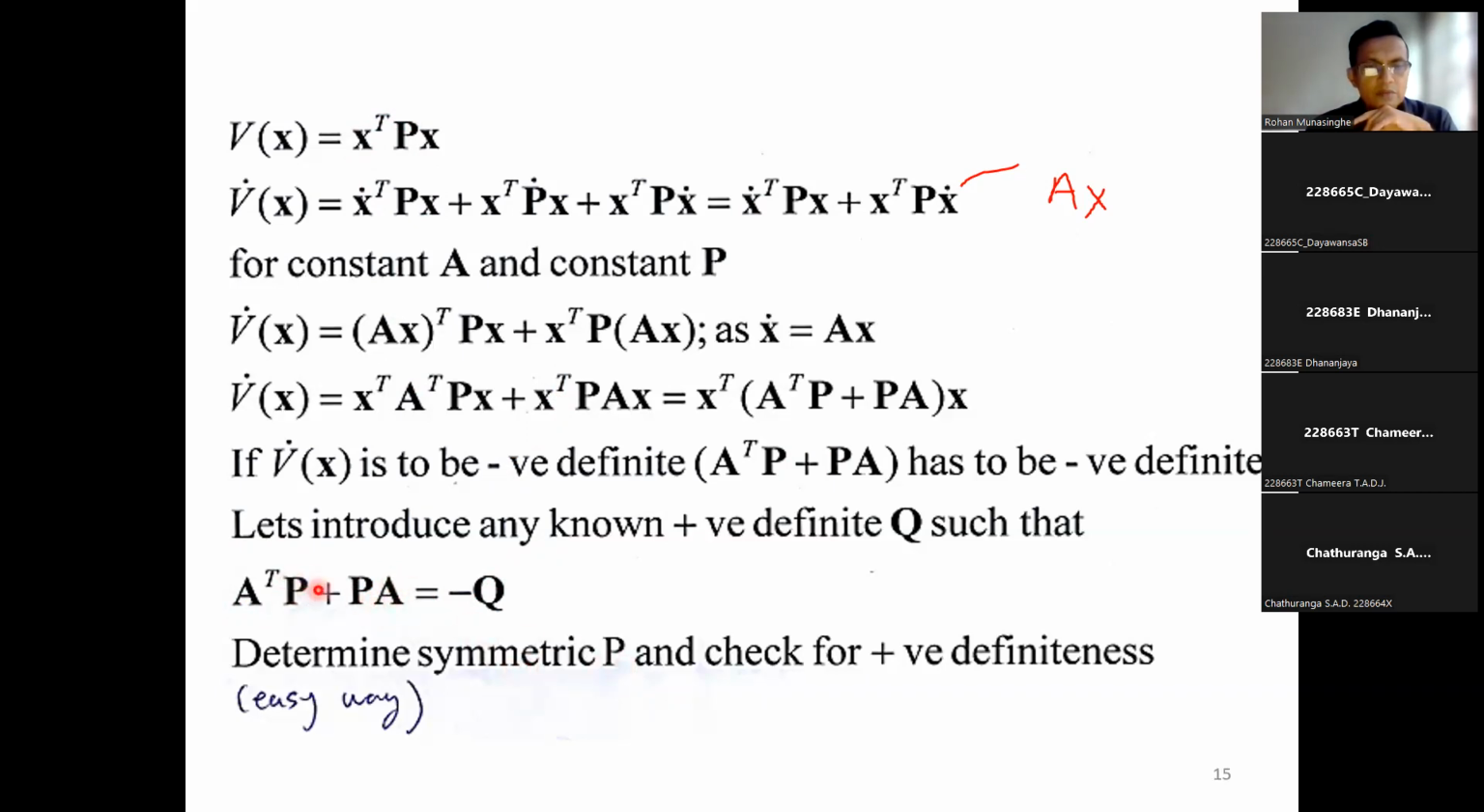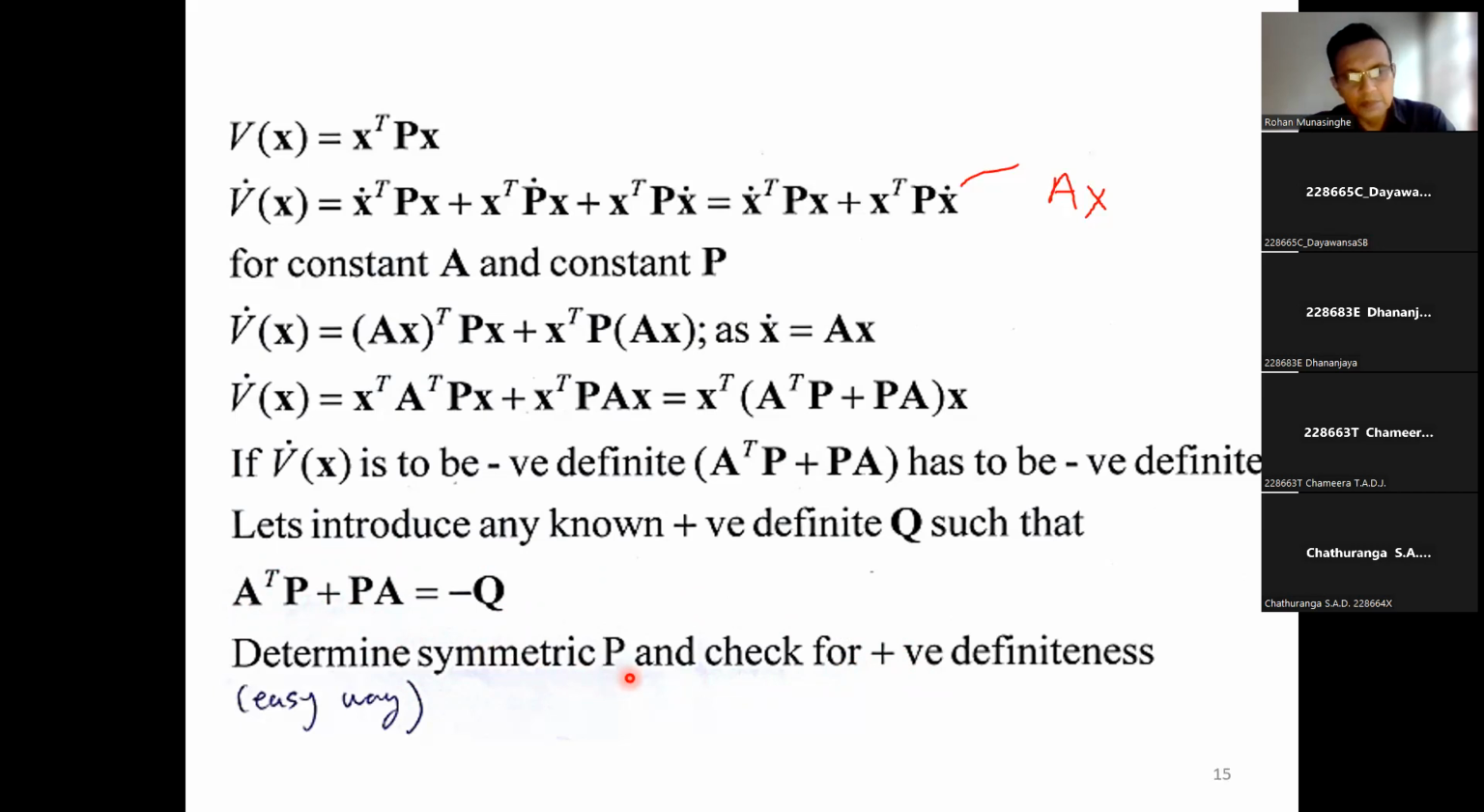Determine symmetric P and check for positive definiteness. This technique is easier because if we use symmetric P, that is another thing. P has to be positive definite, and we can emphasize that P is symmetric. Then it is a bit easier to show that this whole thing is negative definite for a positive definite P.